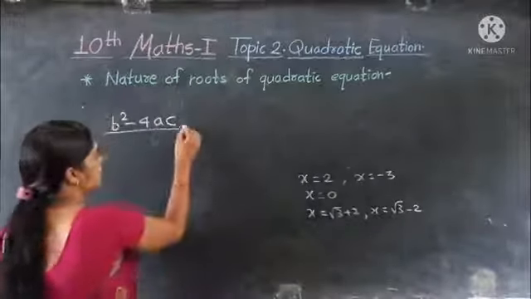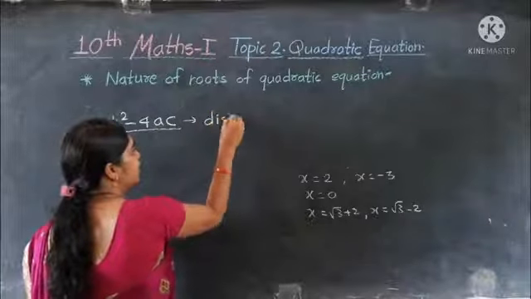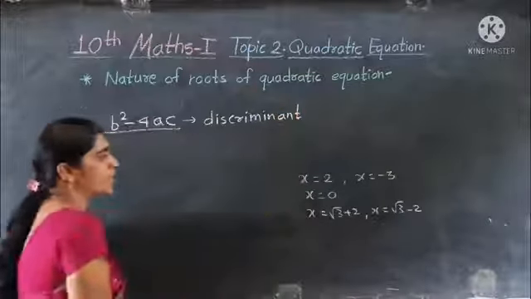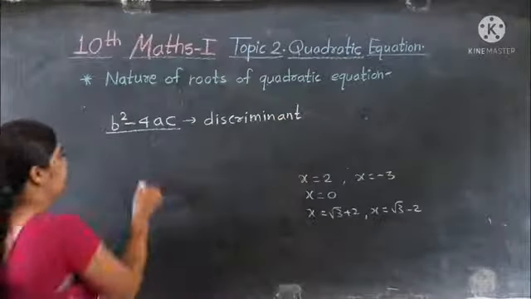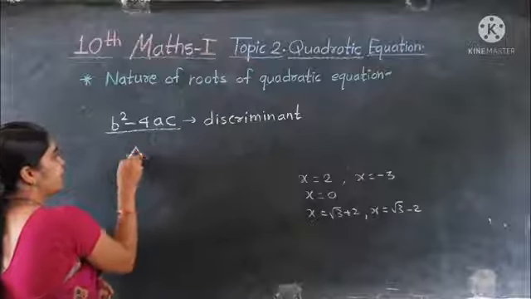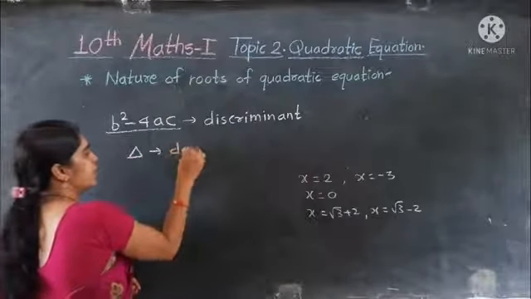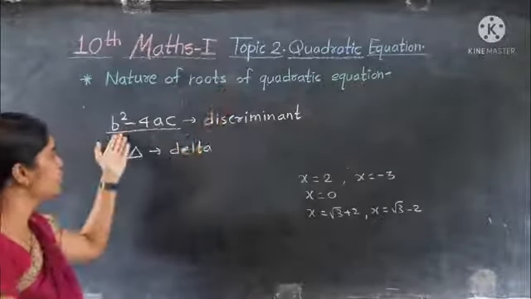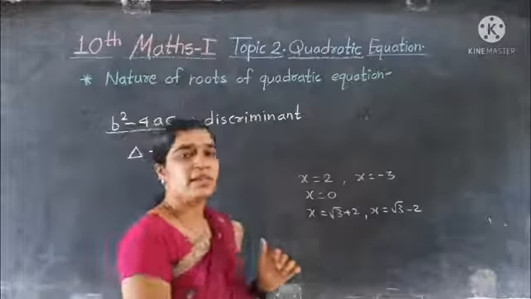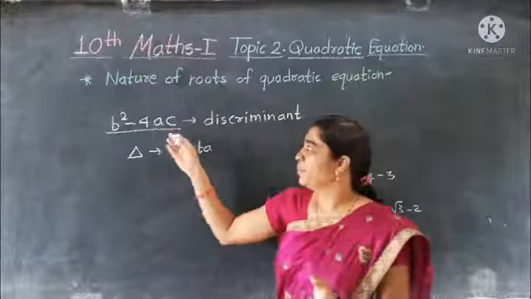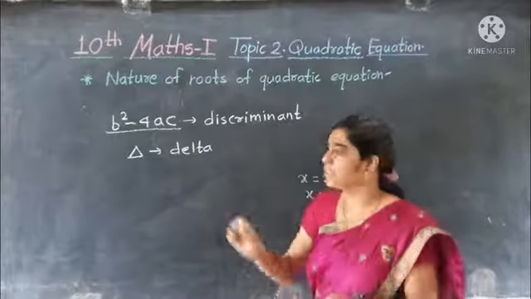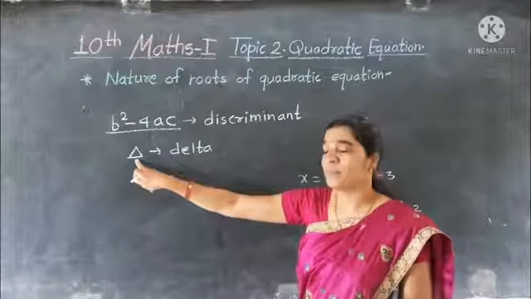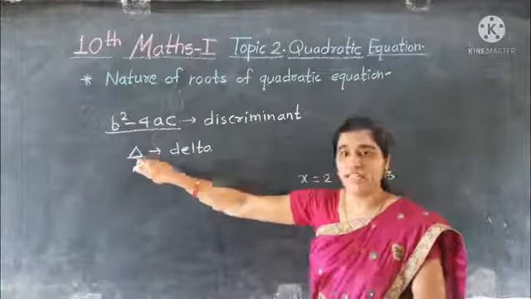What is b² minus 4ac? We call it discriminant, and we write this as delta. This triangle we call delta. Okay, so nature of roots of quadratic equation depends on the value of b² minus 4ac. The b² minus 4ac is called a discriminant, and it is denoted by the letter delta. Delta means small triangle. We denote it by this letter.